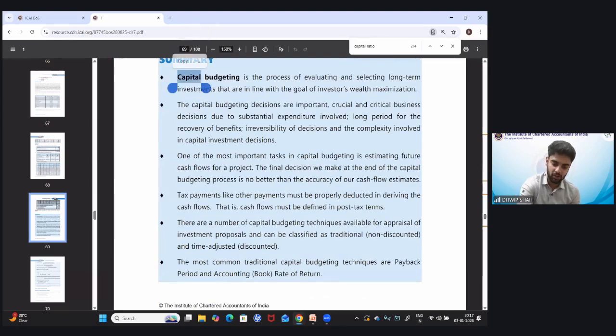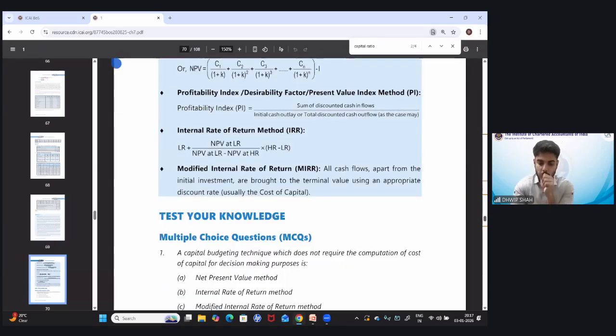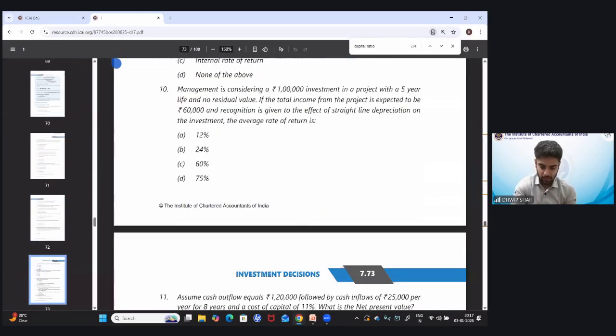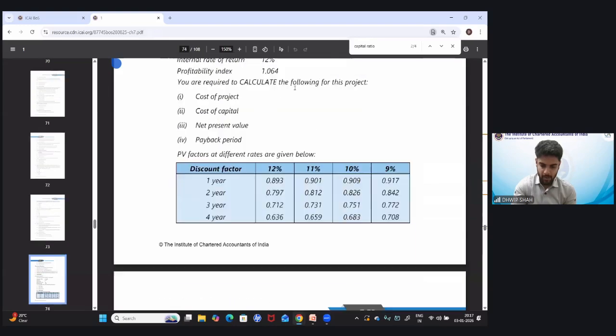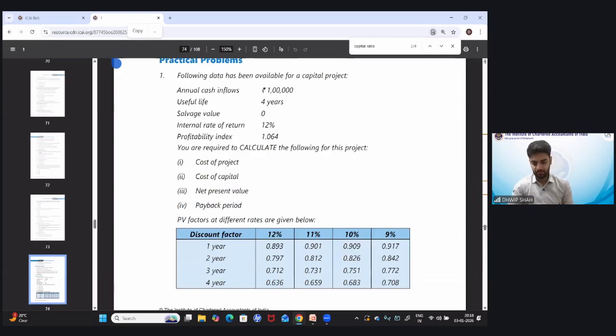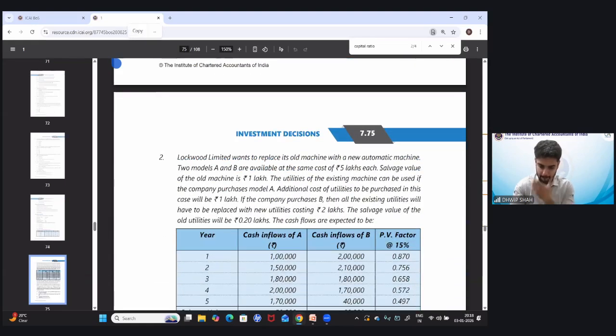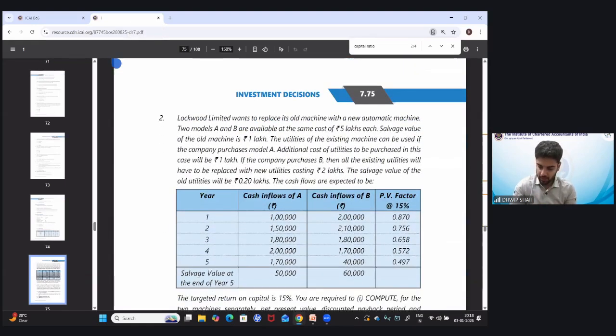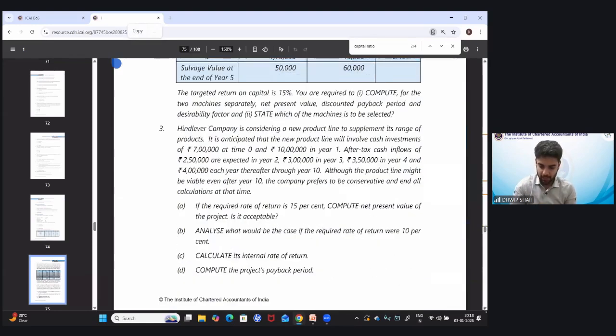See, can I say, I told you investment decision is also called as capital budgeting. Let's take some practical problem that we can solve within the next 12 minutes. Okay? Yes, we can solve.